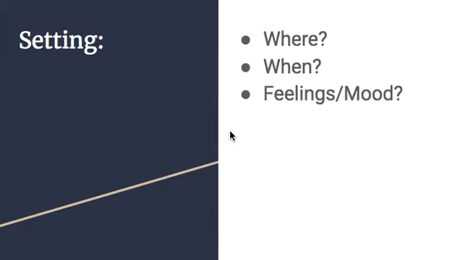Readers, today we're starting our historical fiction reading unit. And we already know that when we're talking about setting, we're talking about where and when a story takes place, the time, and in historical fiction, we know that it's not the present, it's from the past long ago. And also, we're thinking about the feelings and the mood of a story.